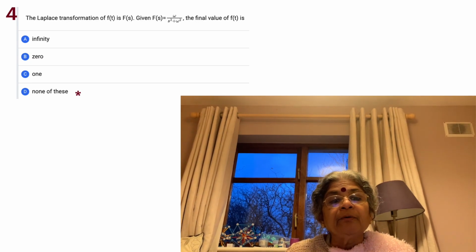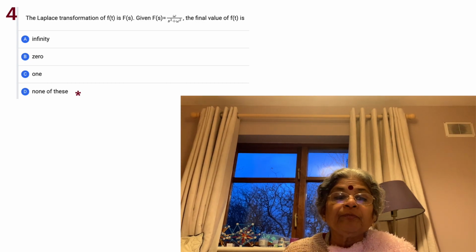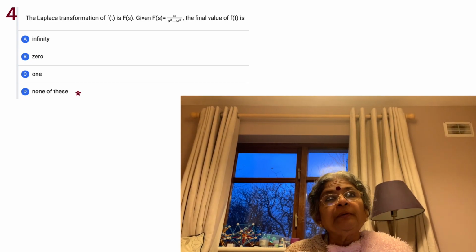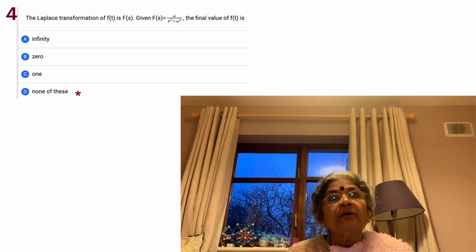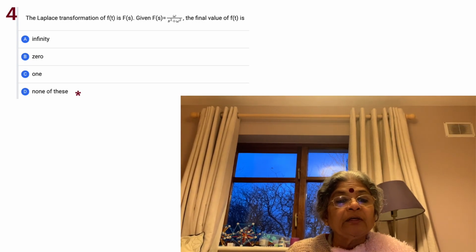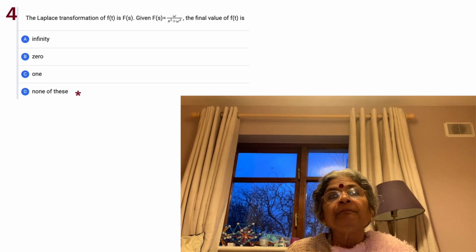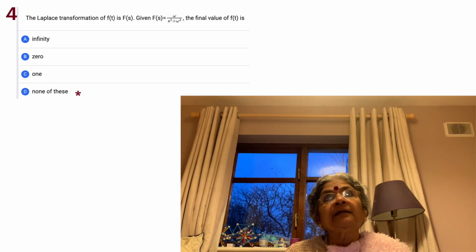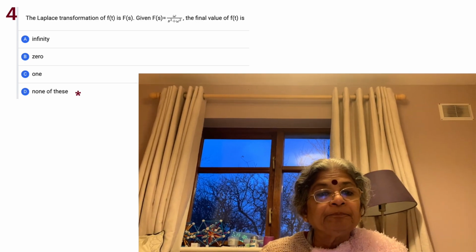There's a problem here because F(s) is omega divided by s square plus omega square, wherein we realize that f(t) is going to be sine omega t. Sine omega t does not have any value at infinity, it just continues. We see that it's neither infinity, nor 0, nor 1. So if you have something like this, we say that it is marginally stable because the value at infinity is not available. Okay, so let's go to the next problem.